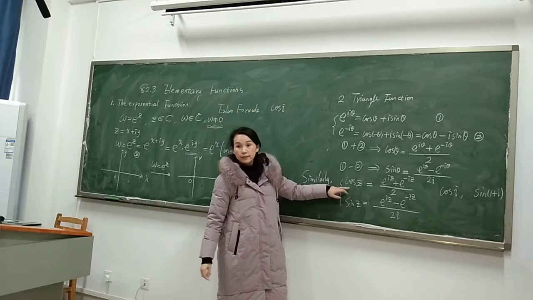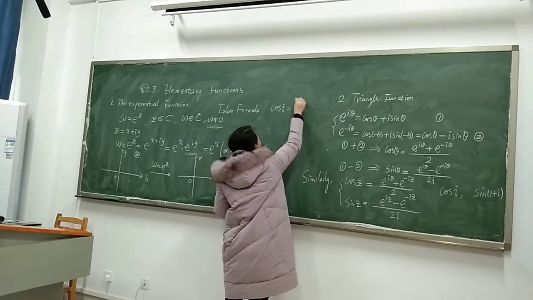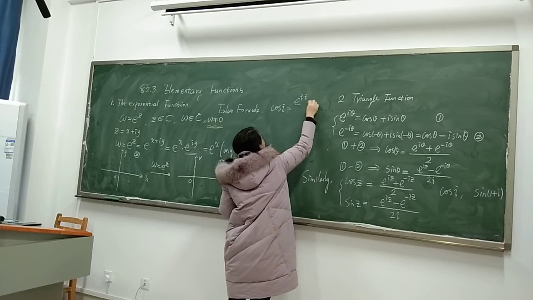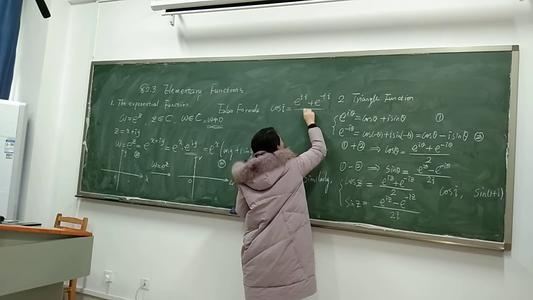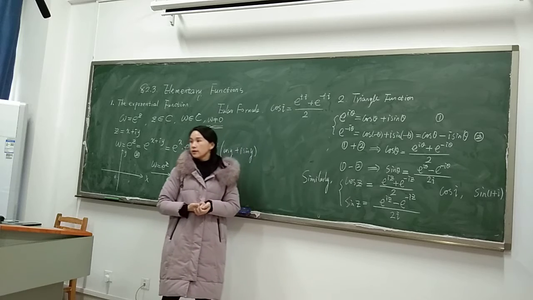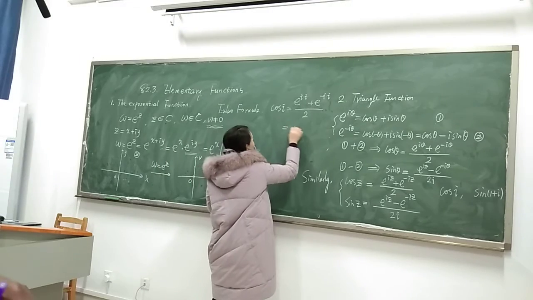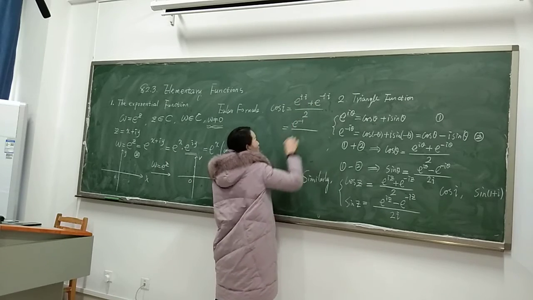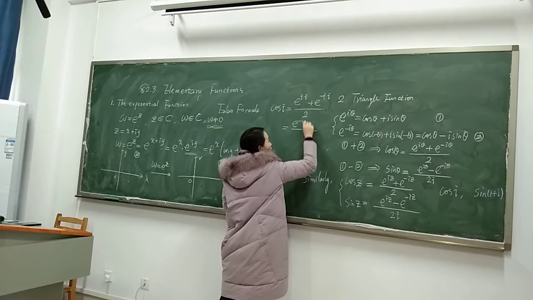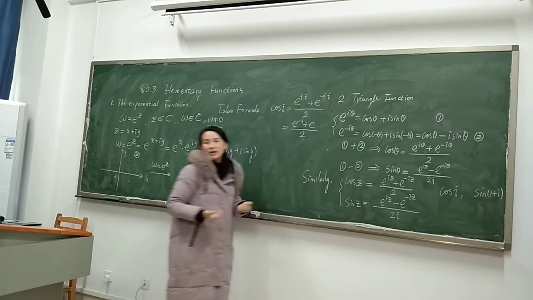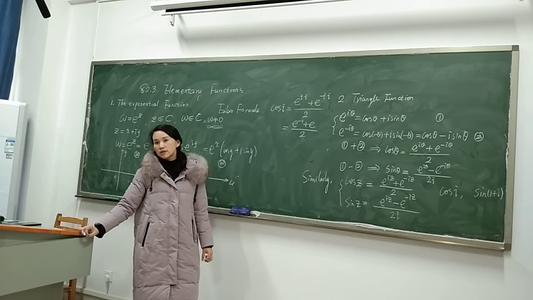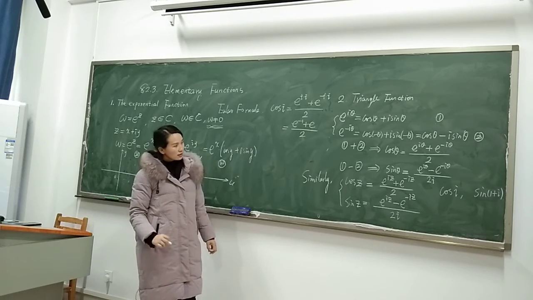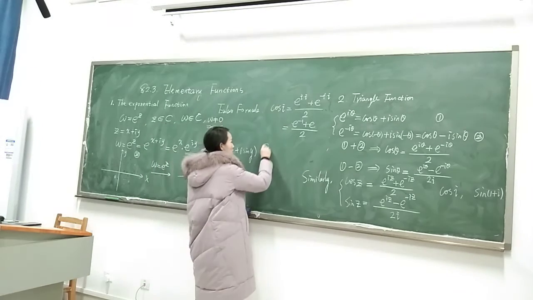Take this one. So you call this e^(i·i) plus e^(-i·i) over 2. Okay? So we know i squared is minus 1. Minus i squared is 1. So this is the last answer. Understand it? So it's not difficult. Okay, so the second one.